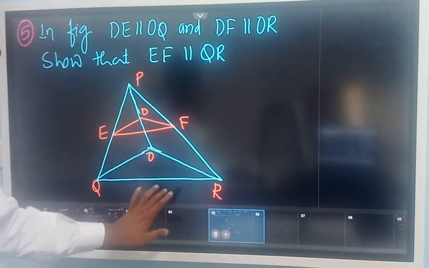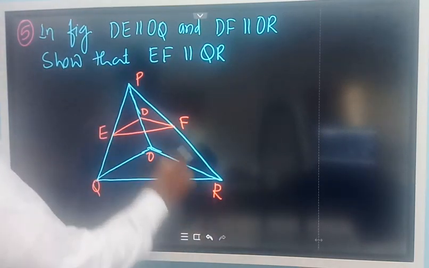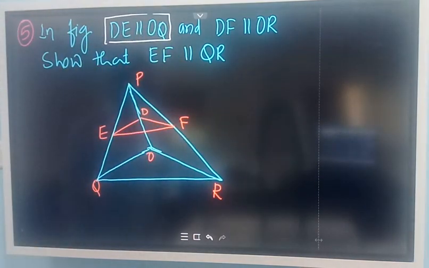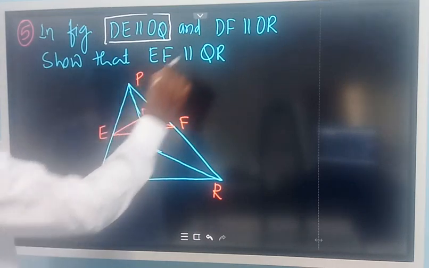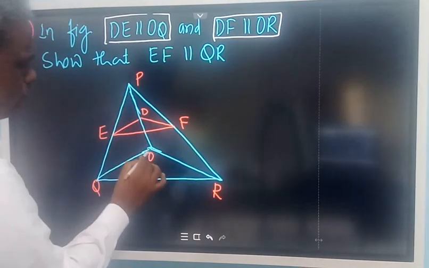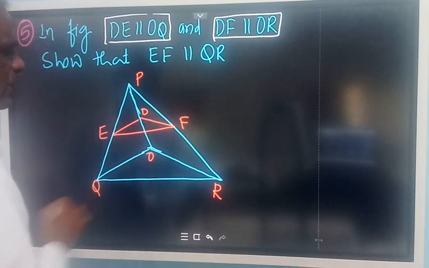Now the fifth question. In the given figure, DE is parallel to OQ. Observe this diagram. DE is the line parallel to OQ, and DF is parallel to OR. You have to prove that EF is parallel to QR.